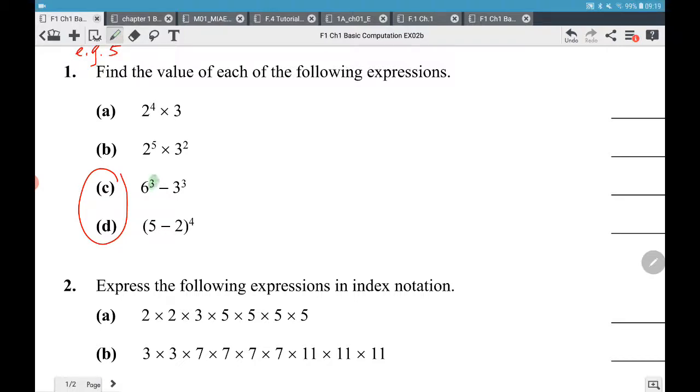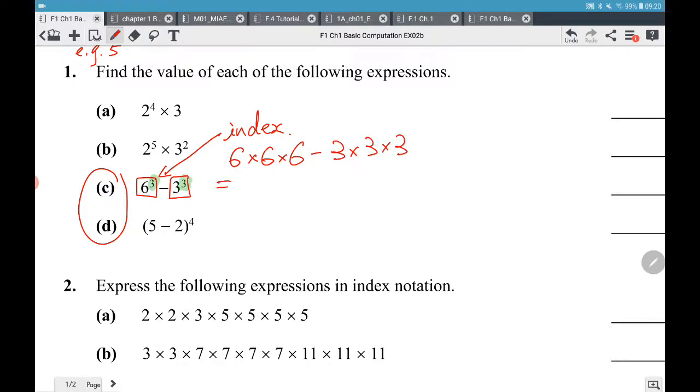As you see, we have what we call an index. That means we are going to do the multiplication with itself, and when the index is 3, that means 6 to the power 3. This 6 to the power 3 means we have 6 times itself 3 times. Okay, 6 times 6 times 6. And then minus 3 to the power 3. That means 3 times 3 times 3.